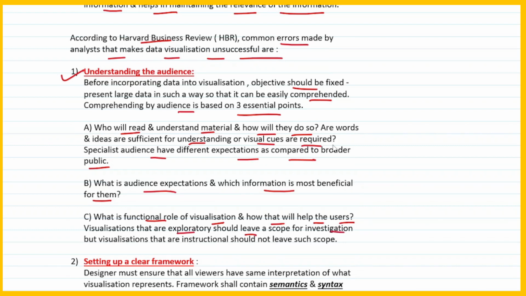Now, visualizations that are exploratory, which we read about in the first chapter itself, should leave a scope for investigation, but visualizations that are instructional should not leave such a scope. So something that is exploratory, that can be explored, should have a scope for investigation so that they are able to make decisions from that particular visualization, right? But if it is only instructional, as in you're just telling the standards that the company is following, then there's no such scope. So that's what it talks about. So understanding the audience, that's the first point.